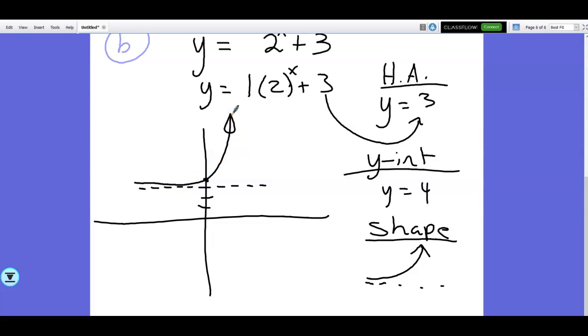All right. Make fun of my arrow again. All right. We're good.